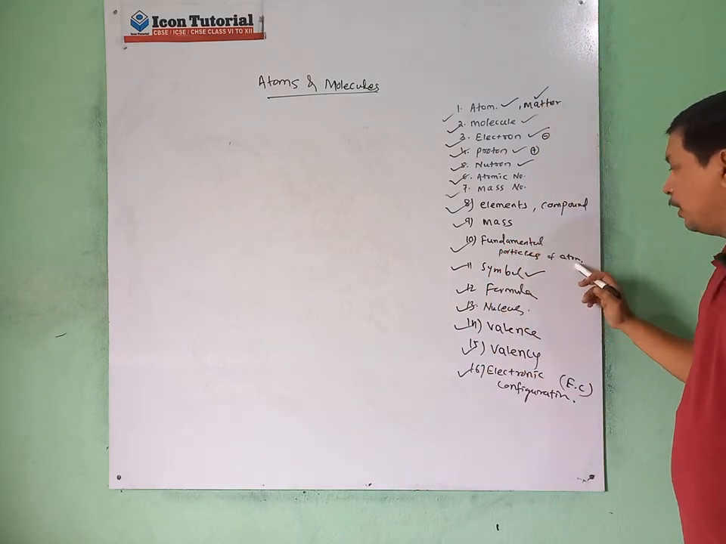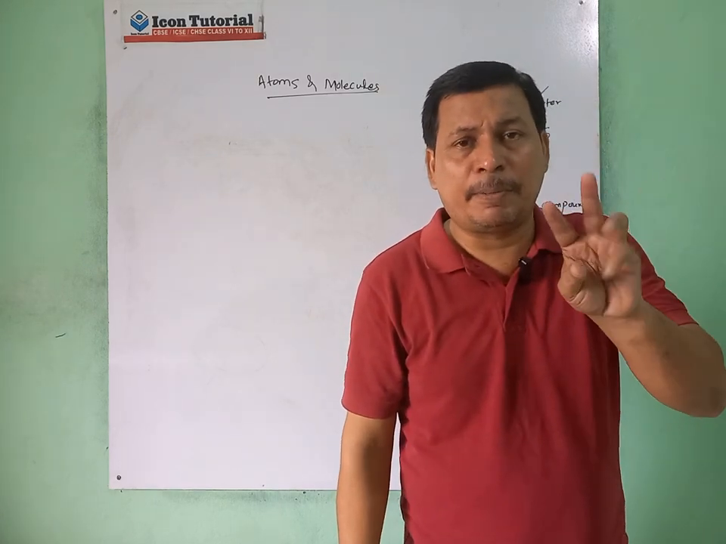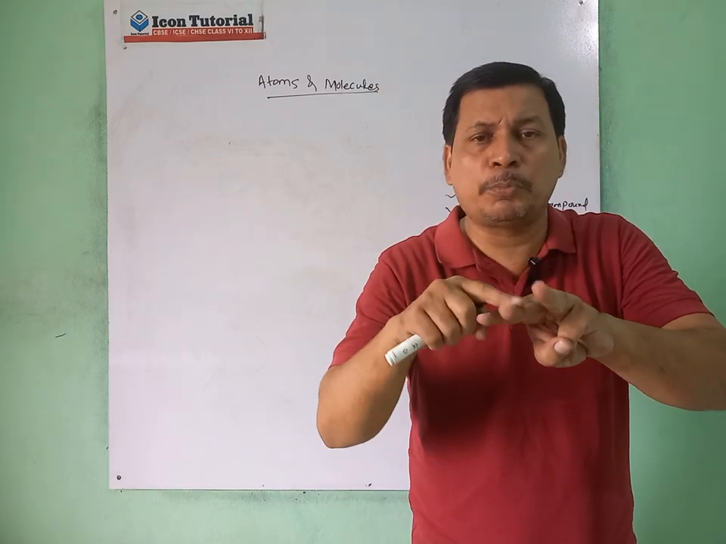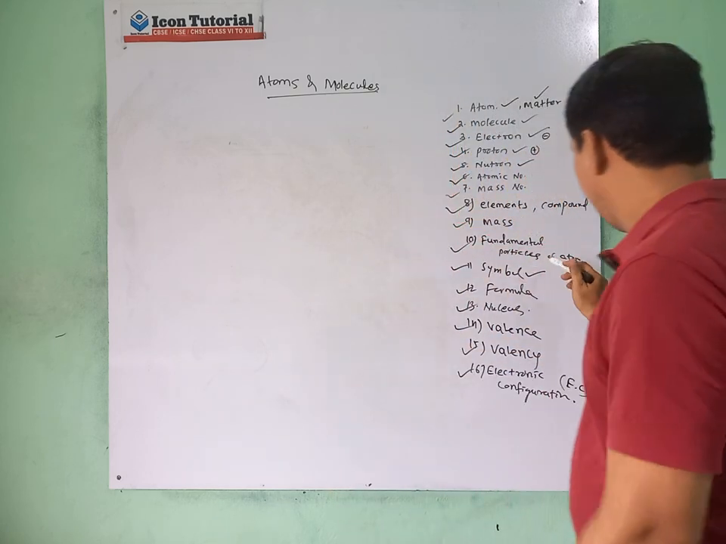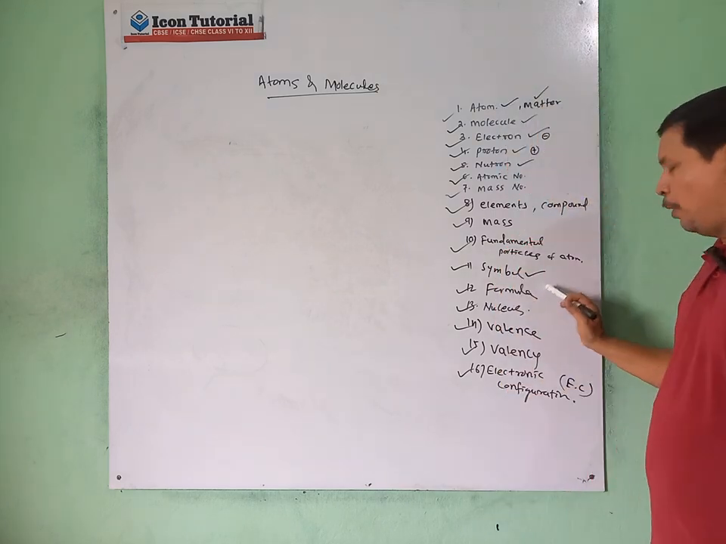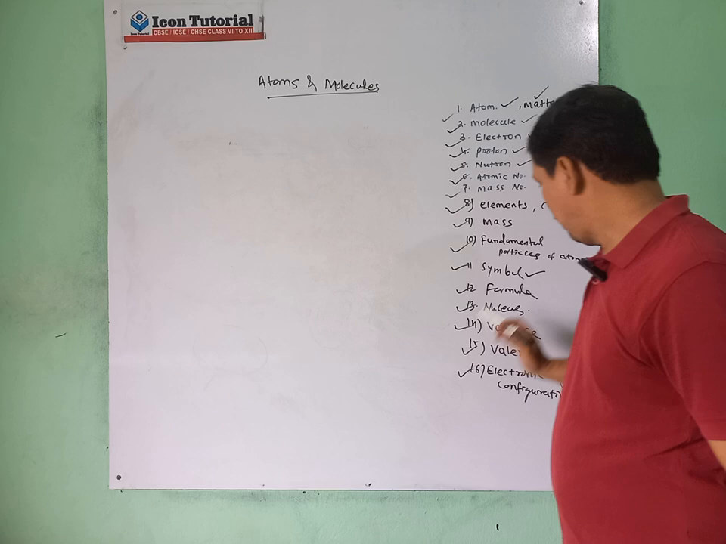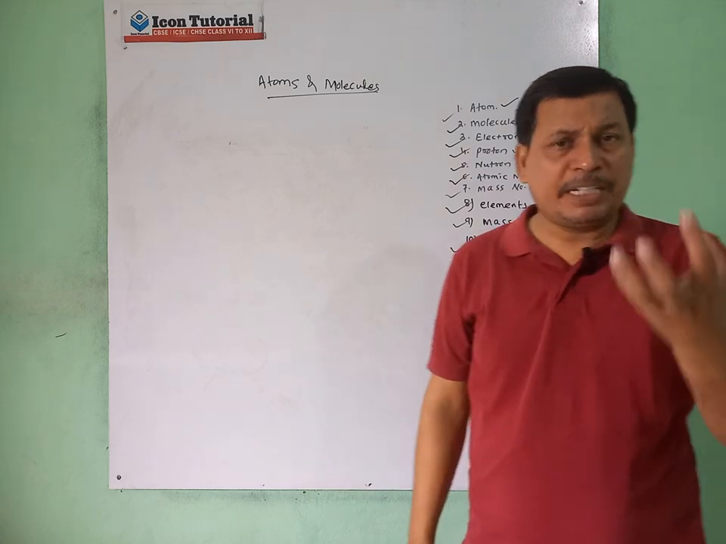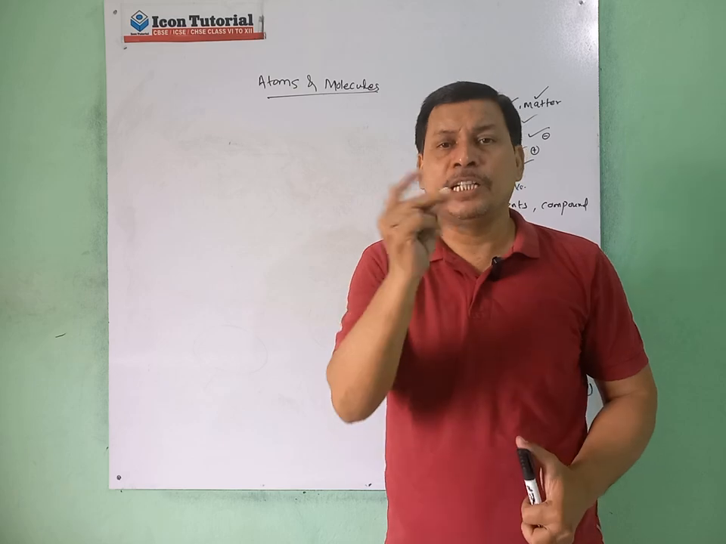Then fundamental particles of an atom. The atom is made up of three fundamental particles: electron, proton, neutron. Clear? Then symbol: the shorthand representation of an element is known as symbol. Then formula: the shorthand representation of a chemical compound is known as formula. The nucleus is the heaviest particle, the central part of the atom.